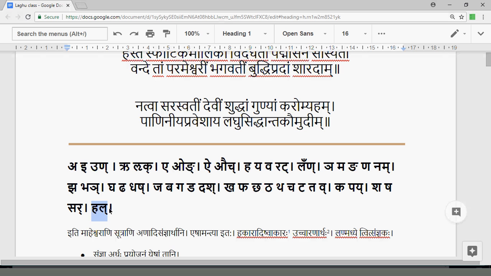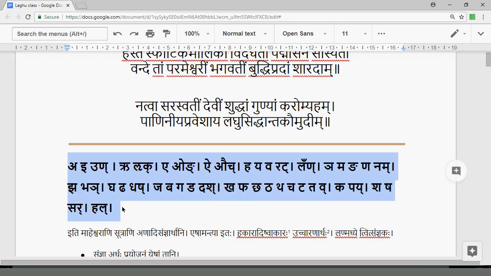Last is the Sutra Hal, which is there for a technical reason, to remove anyonya ashraya, mutual dependency. It's a little technical, so those who want to study can study the tikas and so on, but it's not important for us. In the first sutra in Laghu, we'll see halantyam. There, from this hal, it is extended to this hal. So hal means all consonants. We'll see in the sutra when we come to that.